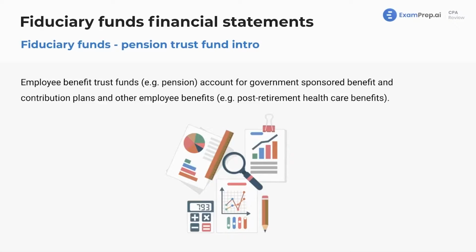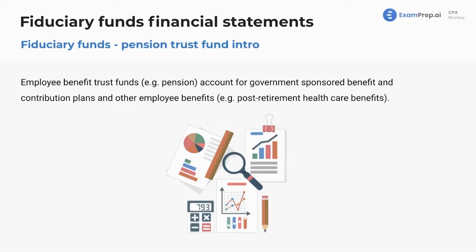For our pension trust fund, this is just like you would think, right? If you're working at a job where you get a pension at the end of it, this is if you work for the government, you get a pension at the end of it. So government sponsored benefit and contribution plans and other employee benefits. Yeah. So you'll contribute money, that money gets invested, that money grows over time and gets distributed to you when you retire for maybe the rest of your life.